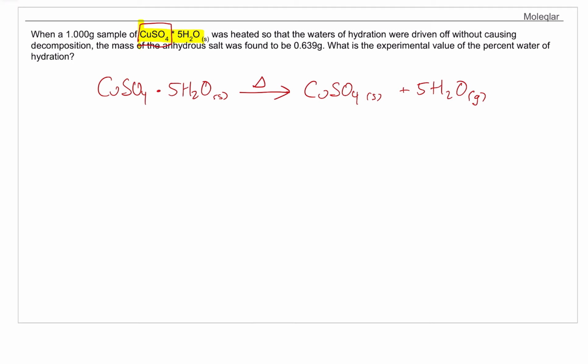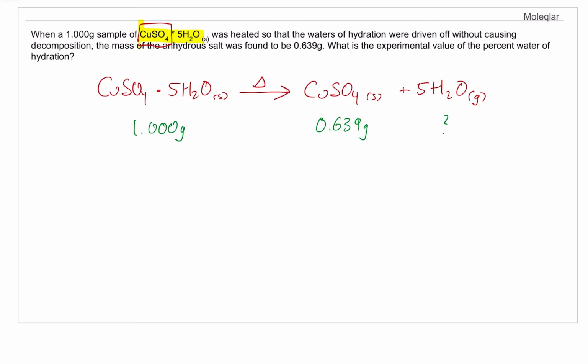So here we have 1.000 grams of this original hydrate, and it was heated. And then after heating, but before it started to decompose, the anhydrous salt, the ionic salt that was left over, had a mass of 0.639 grams. And we're asked to find the percent composition, or the percent water that was driven off. This thing right here. So how much water was actually driven off?